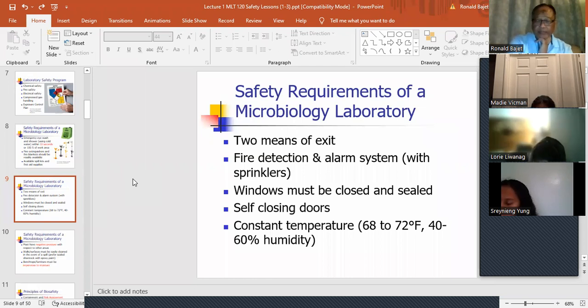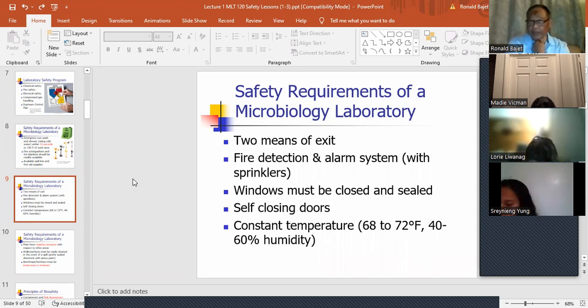Windows must be closed and sealed. Self-closing doors: when the alarm goes off, the doors that are kept open by magnets are released and will self-close. Also, there's a device that closes the door by itself after you open it. You should not remove those. I see some people who like to keep the doors open. You shouldn't prop doors open if they're designed to close, and you shouldn't remove the device that closes the door.